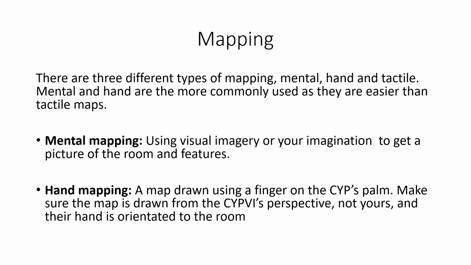Hand mapping is a map drawn using a finger on the CYP's palm. Make sure the map is drawn from the CYP's perspective, not yours, and their hand is orientated to the room, palm upwards with fingers facing across their body, thumb furthest away.